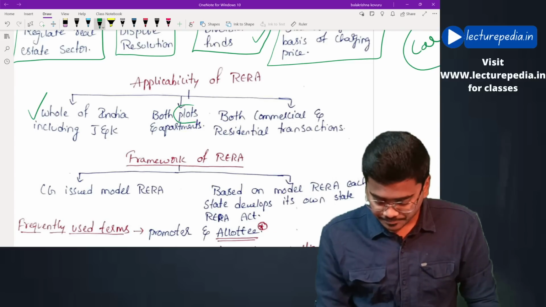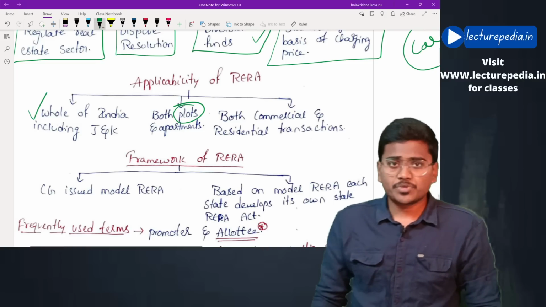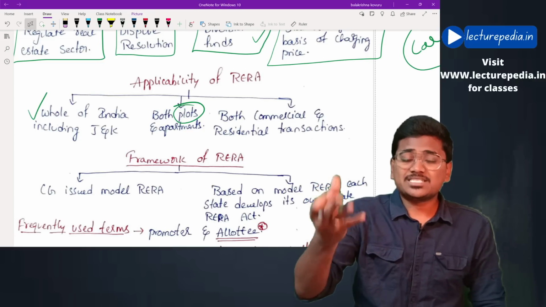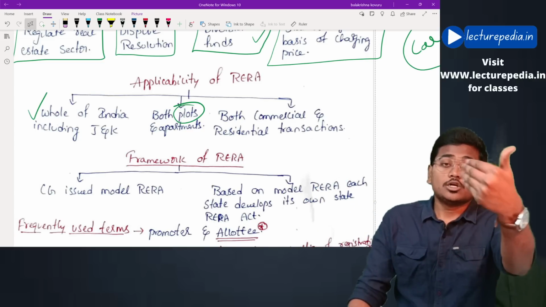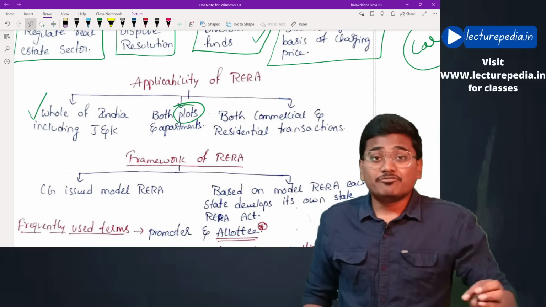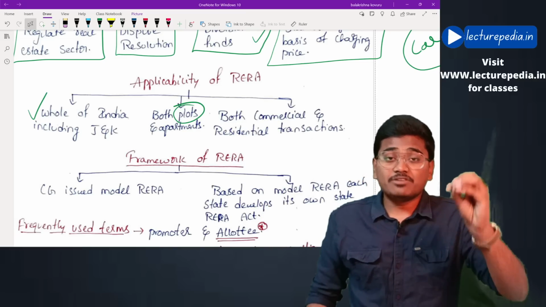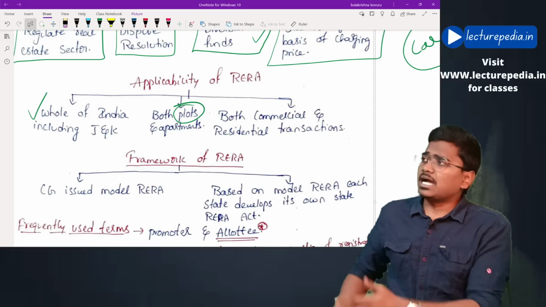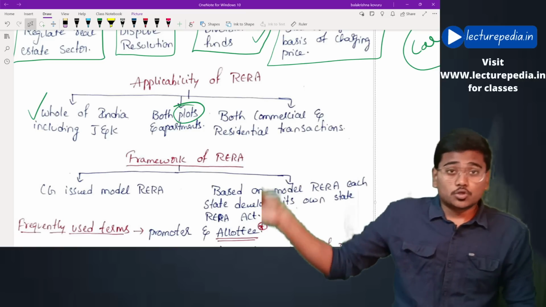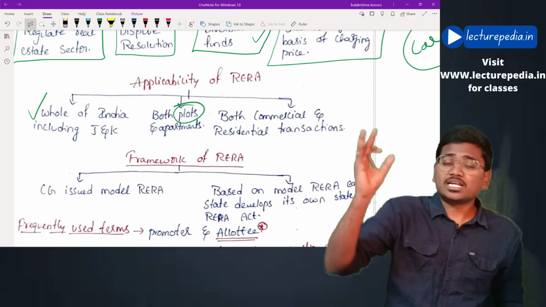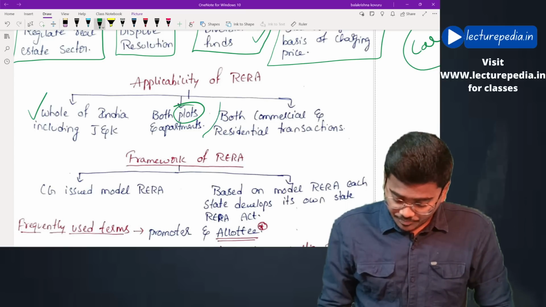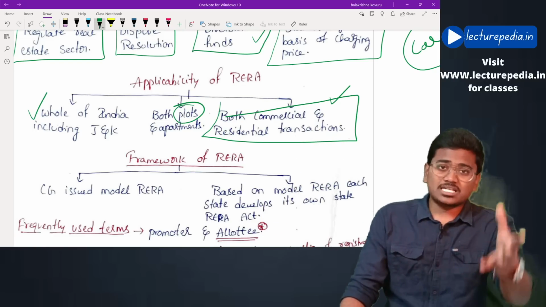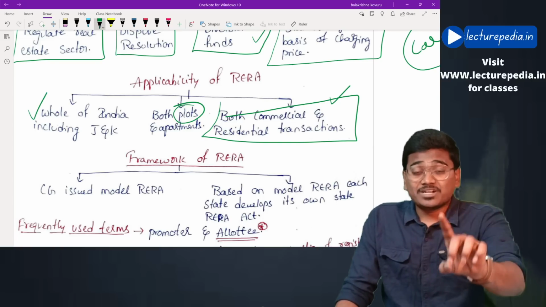Plots means there will be a huge open land. Now this open land will be divided into small pieces, and these small pieces known as plots will be sold by the promoter to the allottees. Even for such projects RERA will be applicable. On the other hand, for construction of apartments and selling the flats in them, RERA will also be applicable. Hope this is clear. And it will be applicable both for commercial as well as residential transactions. If you are constructing, let's say, a shopping mall, even for that RERA will be applicable.